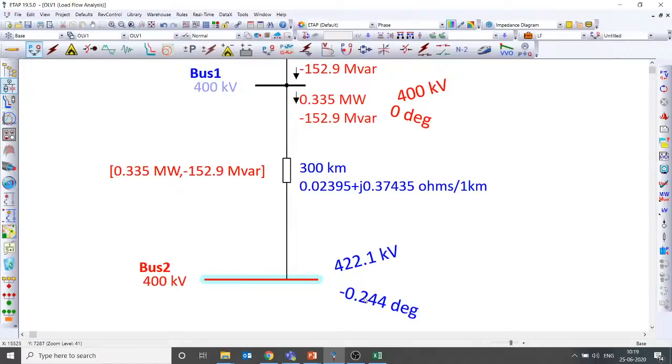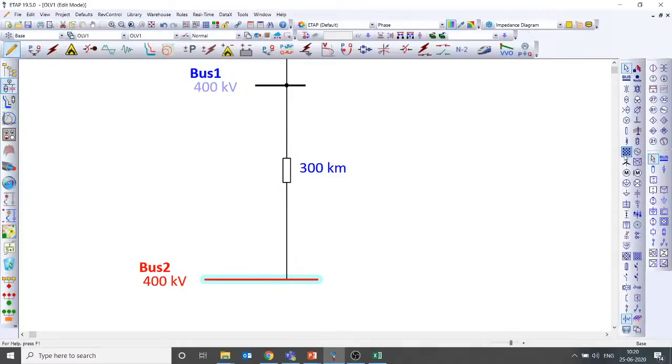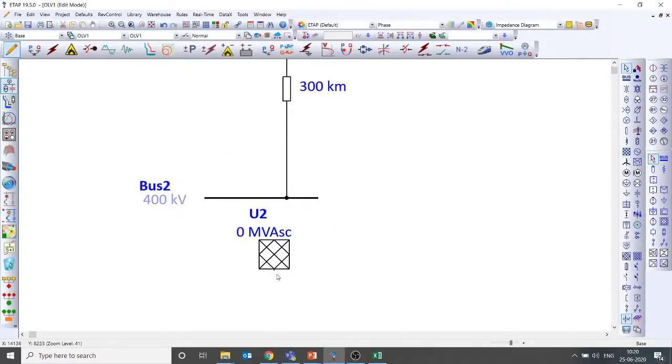Instead of that, I'm trying to add some loads, but yes, multiple slack bus is possible. That is possible in almost all simulation softwares, and ETAP also supports it. You can go with a multiple slack bus. And if you want me to simulate a multiple slack bus, I will add another slack bus here.